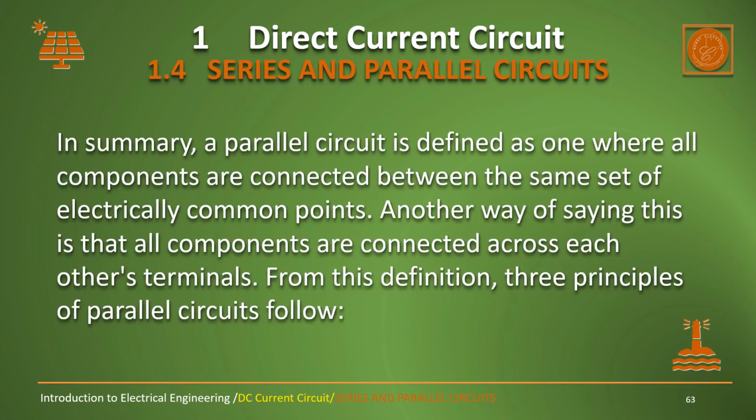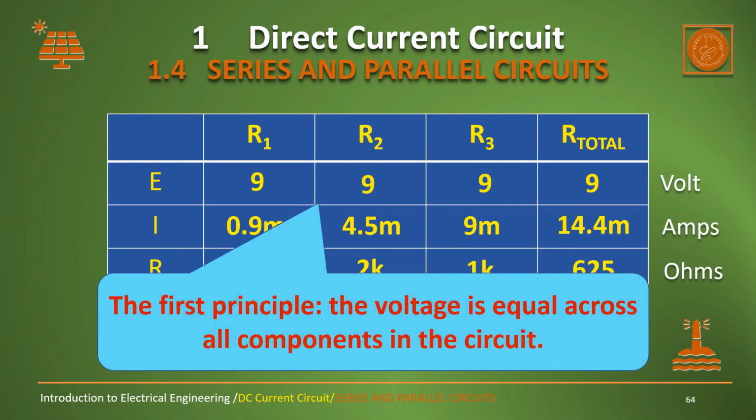In summary, a parallel circuit is defined as one where all components are connected between the same set of electrically common points. Another way of saying this is that all components are connected across each other's terminals. From this definition, 3 principles of parallel circuits follow. The first principle: the voltage is equal across all components in the circuit, like this. This is the R1, R2, R3. So the voltage is equal across all the components.